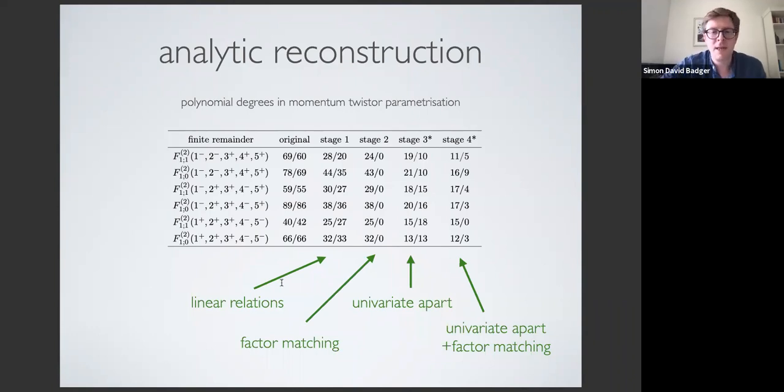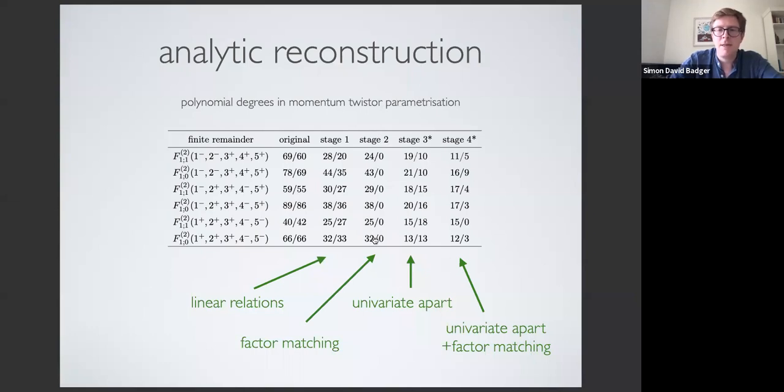And the first thing that one can think of is linear relations between the coefficients in the basis of pentagon function monomials. If we include in this information that was known from the planar five parton scattering, five gluon scattering, we actually drop the degrees a considerable amount. There's a lot of overlap between this amplitude and other amplitudes. Now, we don't know exactly the form of those relations, but we can just put everything into a linear system, solve for a handful of phase-space points, and extract only the independent coefficients that we need.